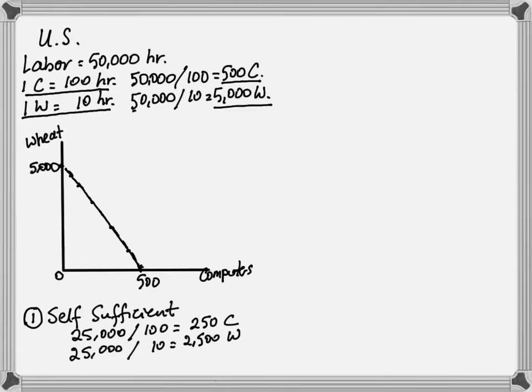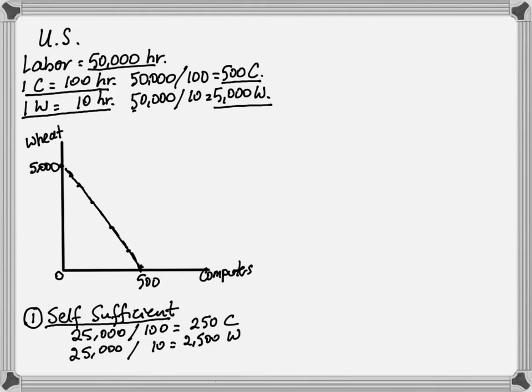Suppose the United States chooses to be self-sufficient. That means this country does not trade with other countries, and produces only for domestic consumption. So what do we have here? Then we need to allocate the resources equally in the wheat production and in the computer production, so that we have both wheat and computers for domestic consumers. Let's do that. We're using half of the total labor hours, which is 25,000 labor hours. That's half of the total 50,000 labor hours.